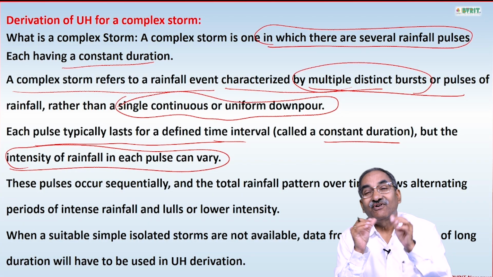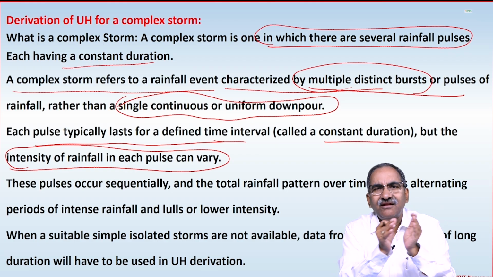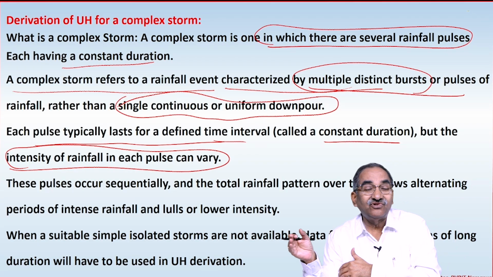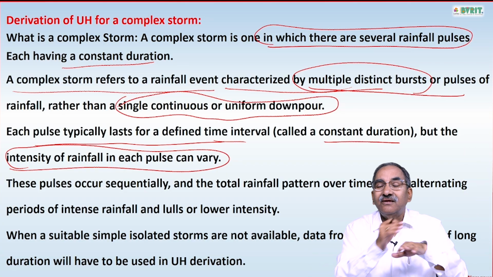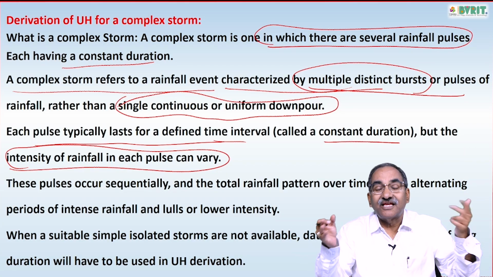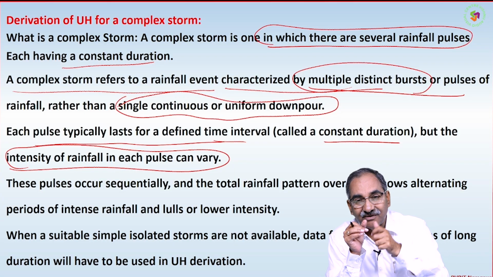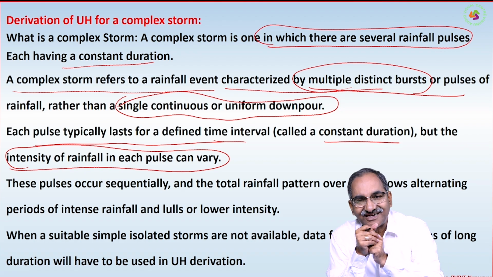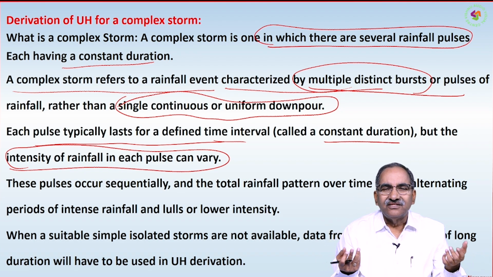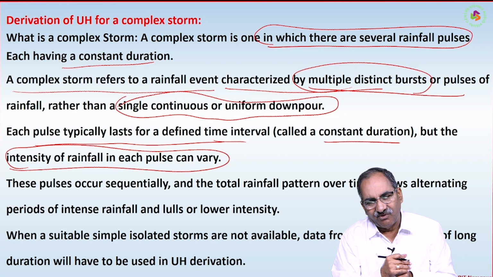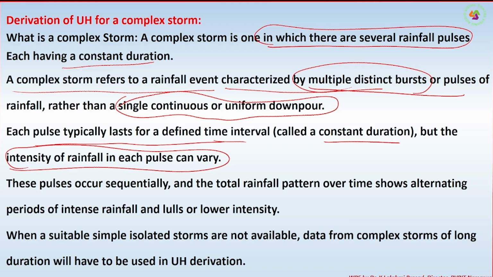Previously, for an isolated storm with rainfall for a specific period, we started with how to derive a unit hydrograph. Now we have entered multiple storms. In such a case, how do we derive the unit hydrograph? For example, for a particular basin, you do not have an isolated storm. Then what is the alternative? You have to take the data of a complex storm and then get the UH. Still we can get the UH, no worries at all.